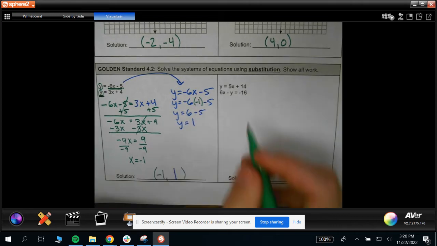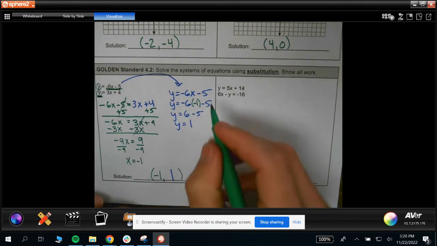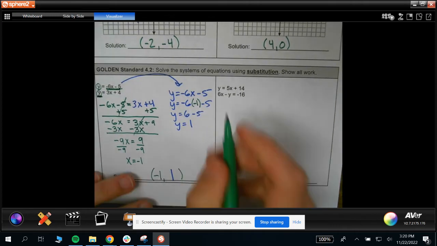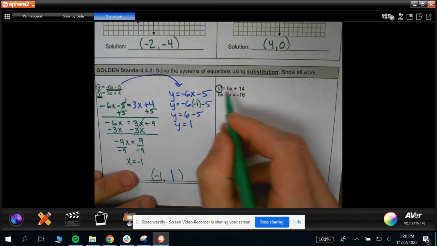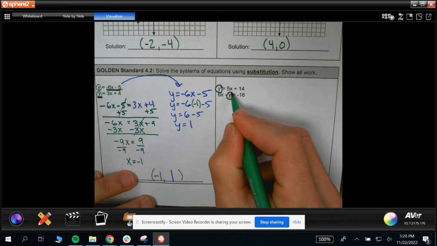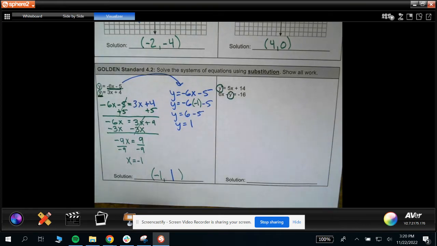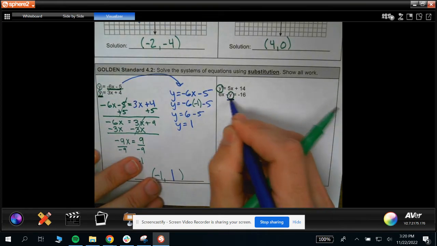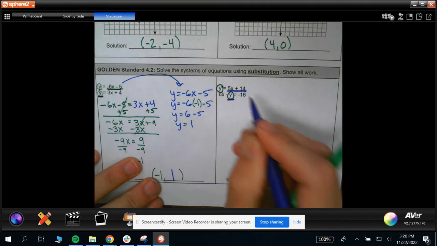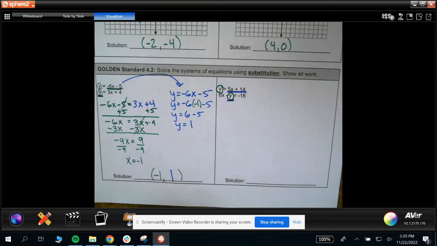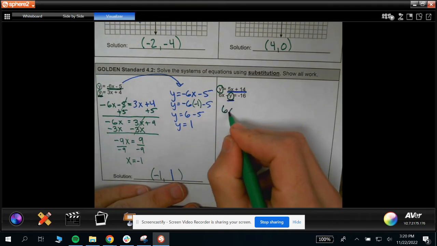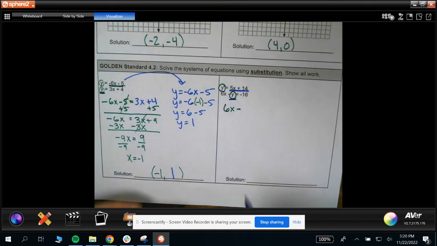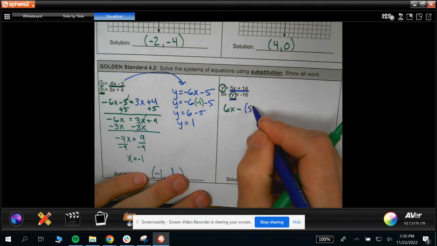All right, let's do the second one here. I'm looking for, do I have a variable that's all by itself on one side of the equal sign? It's isolated? I do. It's right there. So I'm going to substitute here. And what am I going to substitute? I'm going to substitute what y is equal to. So let's rewrite that second equation. So we have 6x minus, and I'm going to substitute for y what y is equal to.